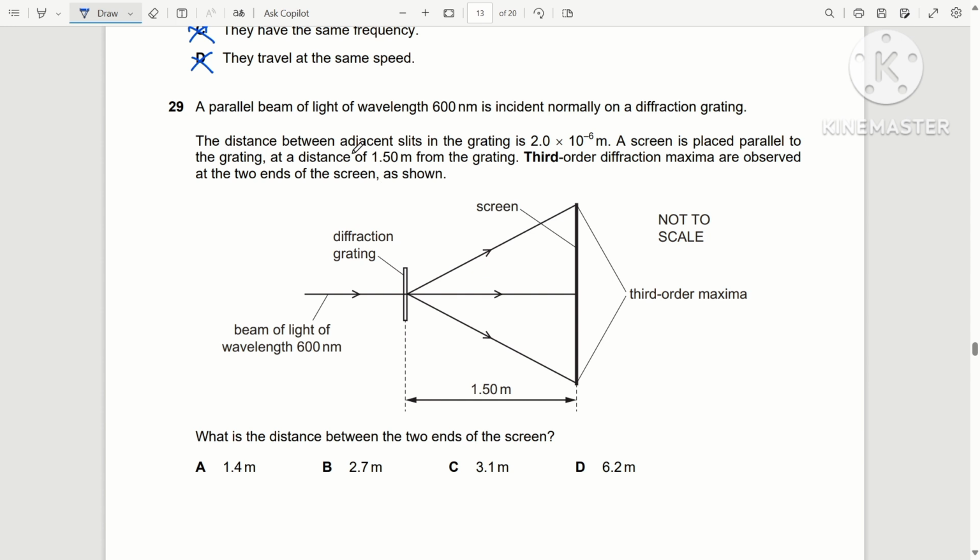Question 29th. A parallel beam of light of wavelength 600 nanometer is incident normally on a diffraction grating. Distance between adjacent slits in the grating is 2 into 10 raised to power minus 6 meter. A screen is placed parallel to the grating at a distance of 1.5 meter.